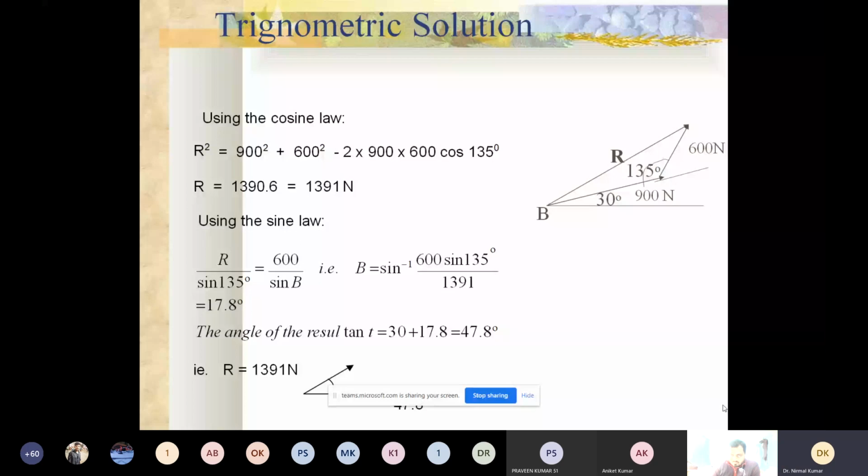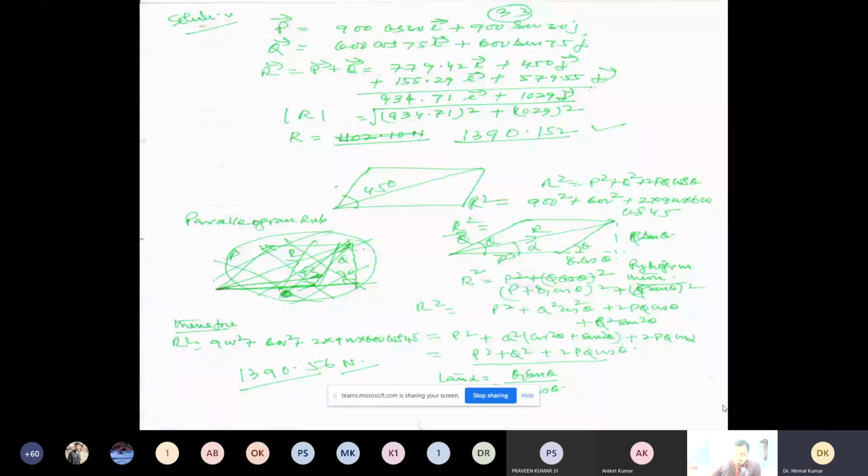Now this problem I have solved by analytical method, parallelogram rule of addition. You see here P is 900 cos 30 i plus 900 sin 30 j, Q is cos 75 i plus sin 75 j, and दोनों को जोड़ दिया, R equivalent to vector P plus vector Q, and you have got the value of R 1390.152. This is the accurate solution.